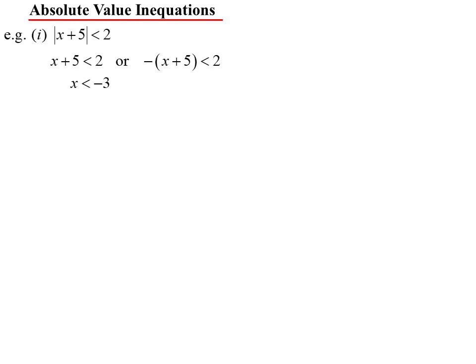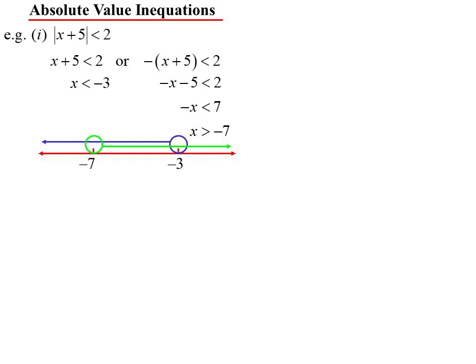Solving one of them, I get x is less than negative 3. Solving the other one, I get x is greater than negative 7. I can draw myself a picture here and say, well, hang on, okay, it's less than negative 3, but it's also greater than negative 7, so where am I? Well, clearly it's where I've both got blue and green. I'm in the middle for this one.